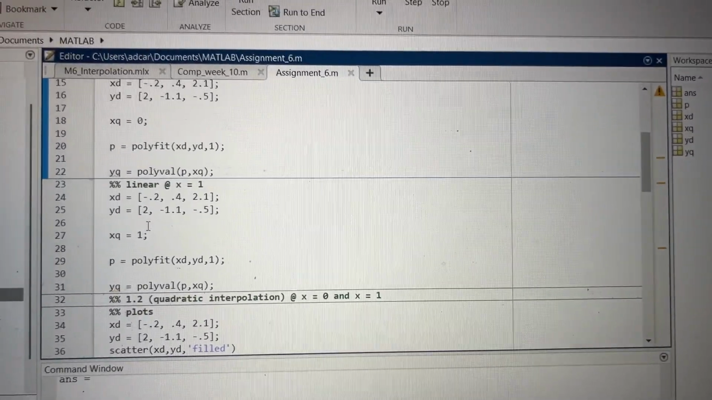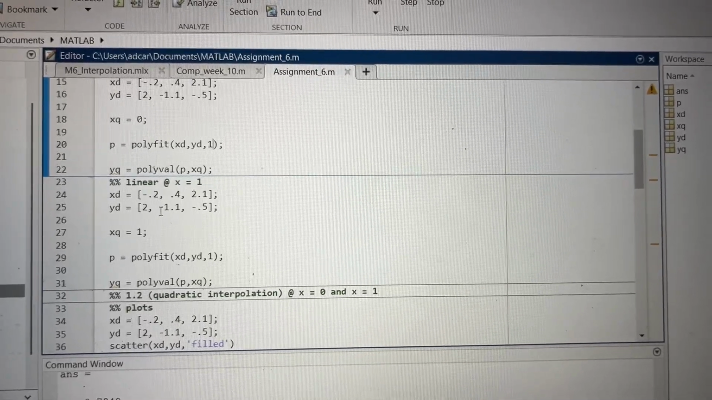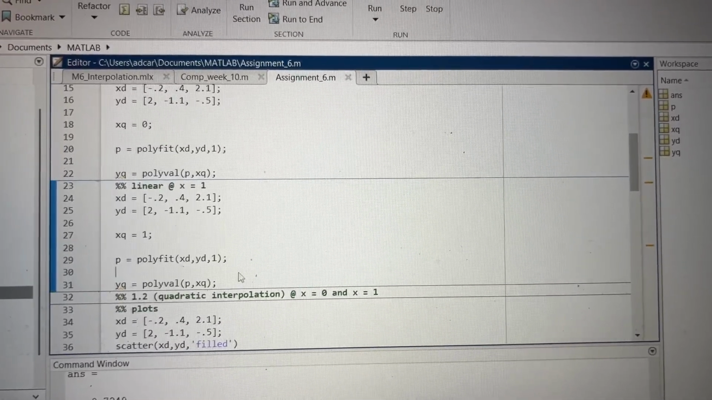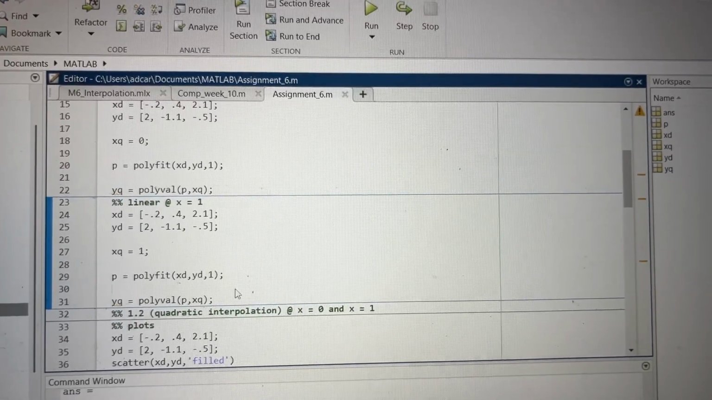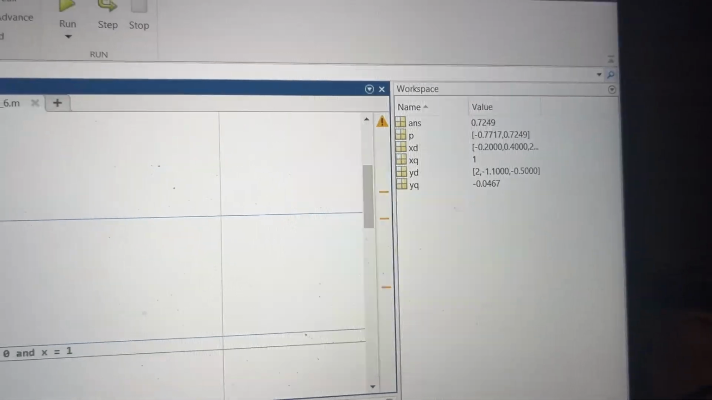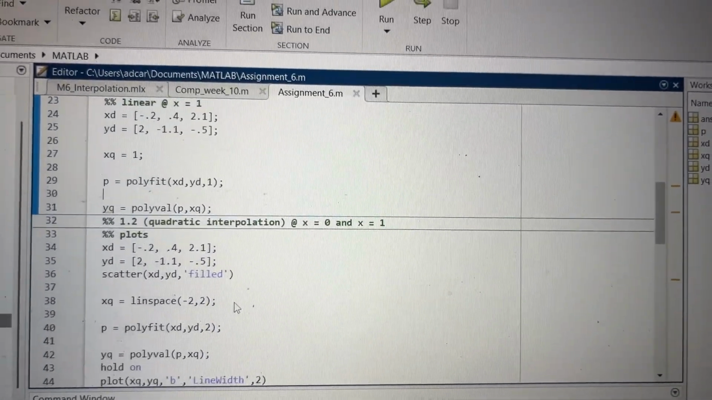At x equal to 1, it's the same thing: set the data set, my x of q equal to 1, polyfit it linearly, and then polyval to get my value. And then if I run that, it's about negative 0.0467, which is pretty consistent with my graph.